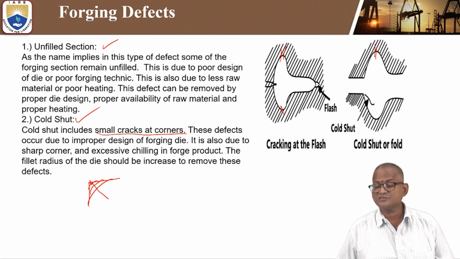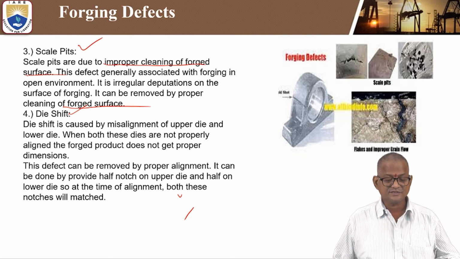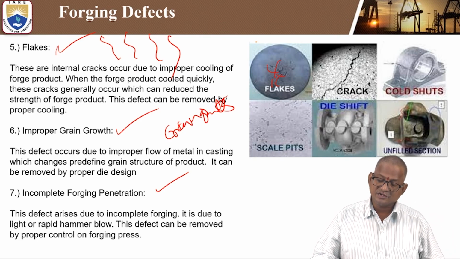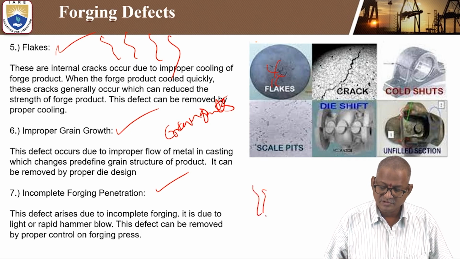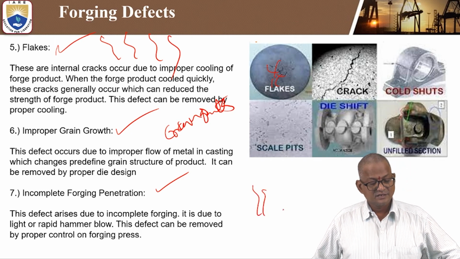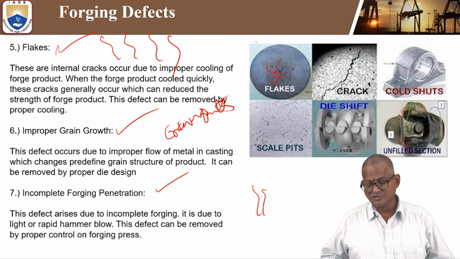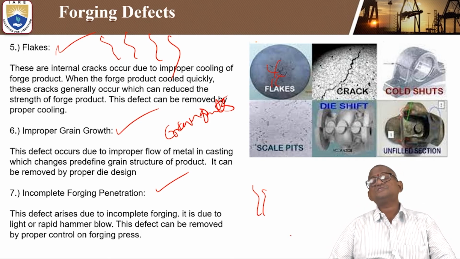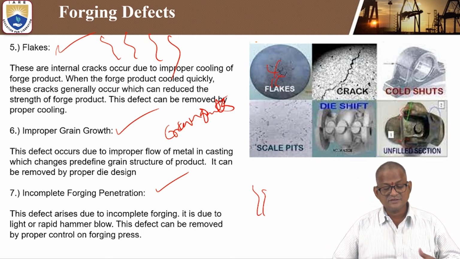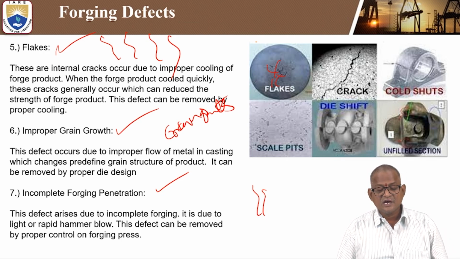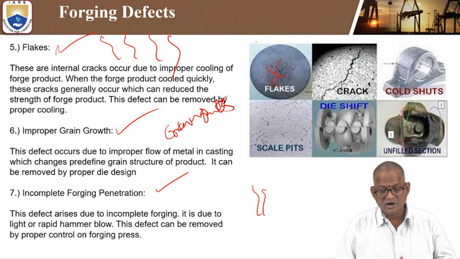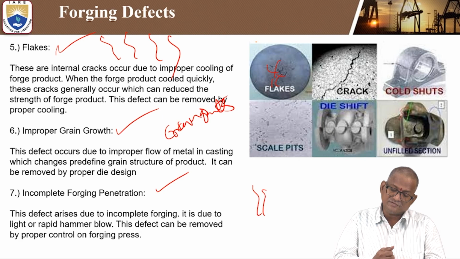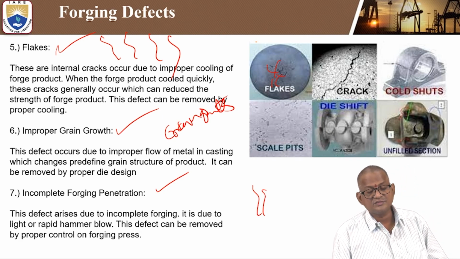Those are unfilled section, cold shut, scale pit, die shift, flakes, like graphite flakes, improper grain growth, and incomplete forging penetration. This defect arises due to incomplete forging, and it is due to light, rapid hammer blows.